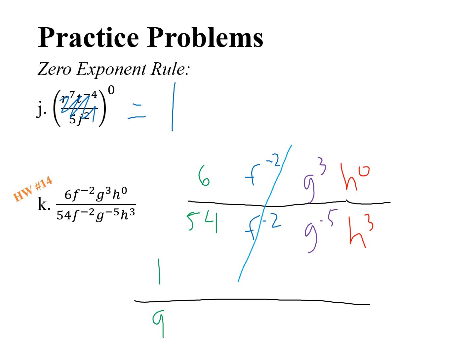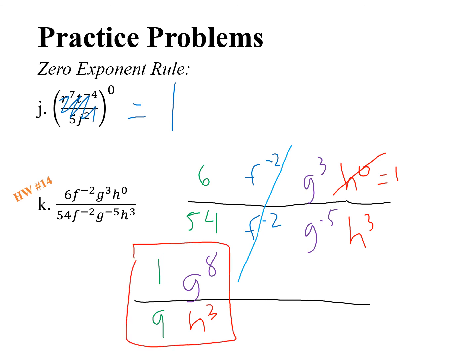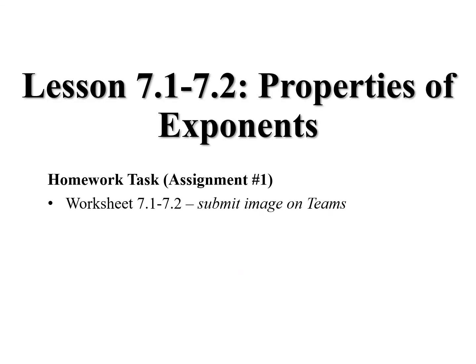G to the third divided by g to the negative 5. Well, this is where I want to use either my quotient rule or my negative exponent rule, and I find out that I'm left with g to the 8th in the numerator. Last one, h to the 0. Well, h to the 0 is 1, so it goes away effectively, and I'm left with h to the third in the denominator. So my final answer would be 1/9, and then g to the 8th in the numerator and h to the third in the denominator. Lots of different combinations of rules there.